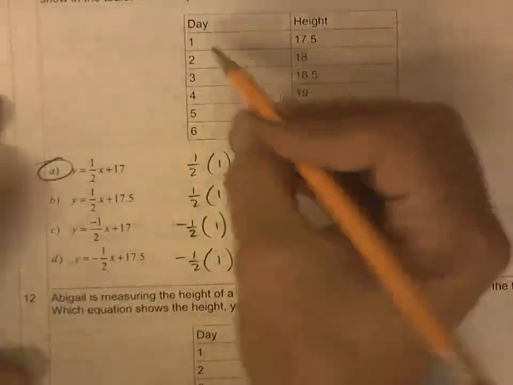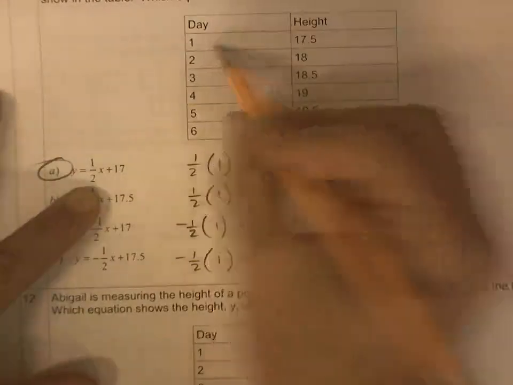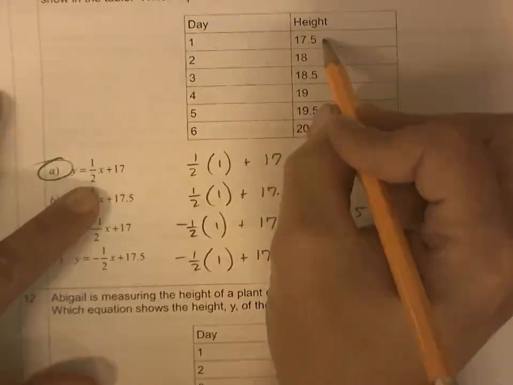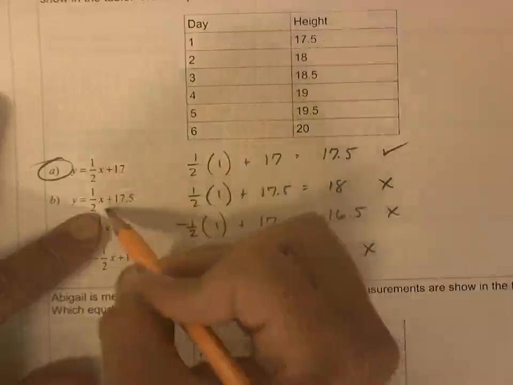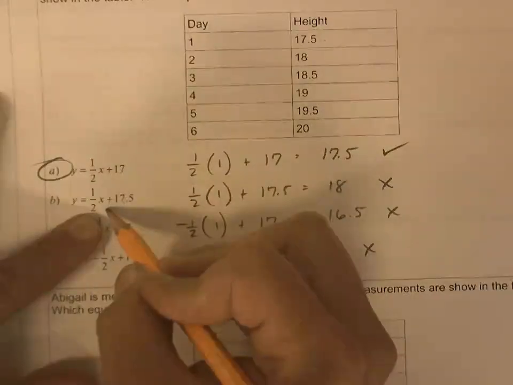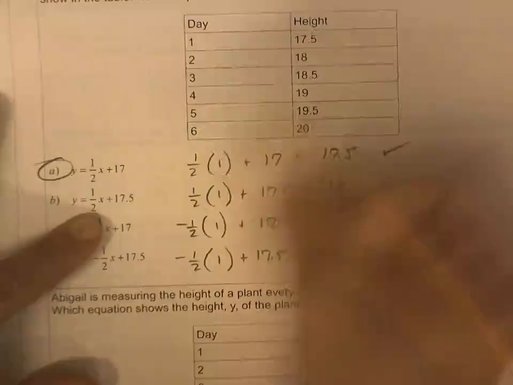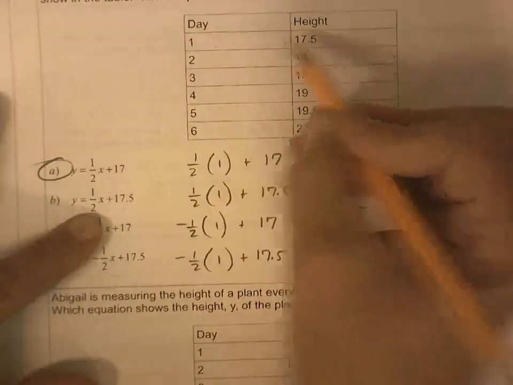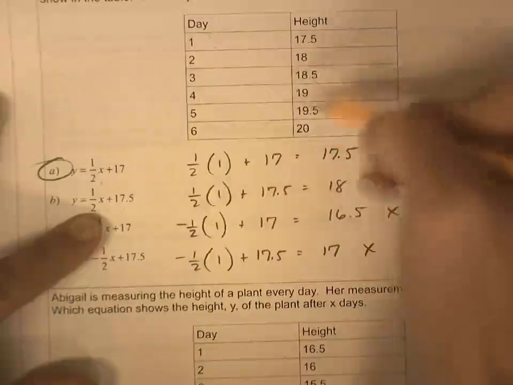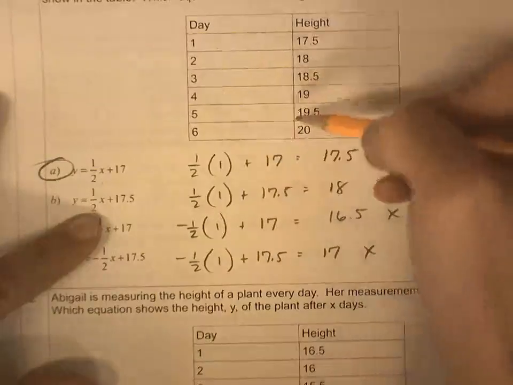Same thing here. If I plug in a 1 to this one, out comes a 17.5. It worked. If I plug a 1 into this one, out comes an 18, which did not work. I've got to plug it in and see that the height comes out. If I plug in the days and out comes the height, it works.